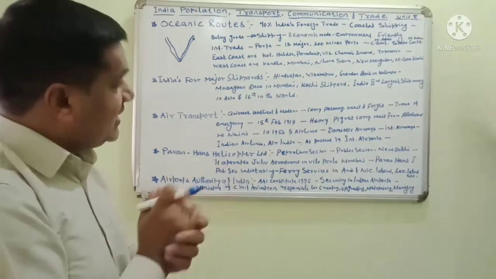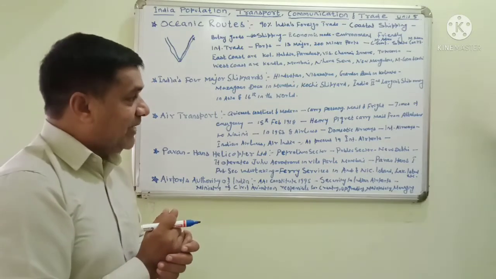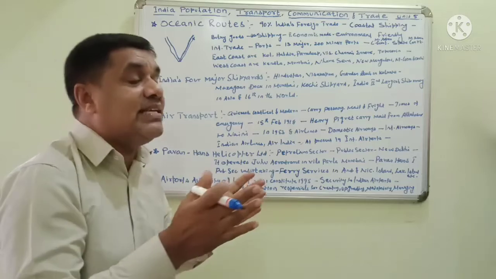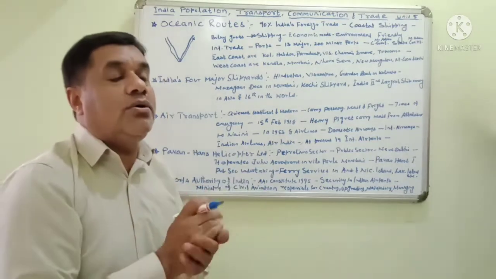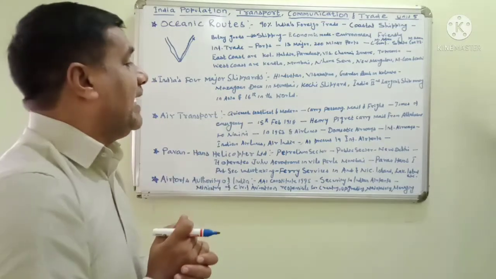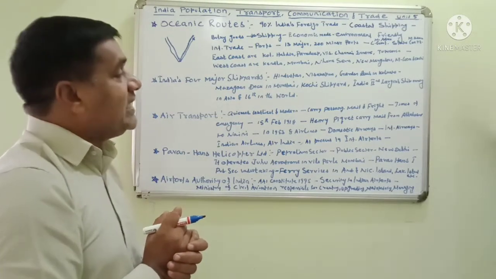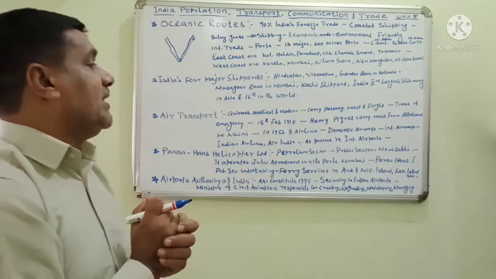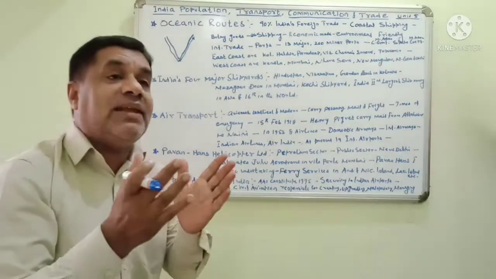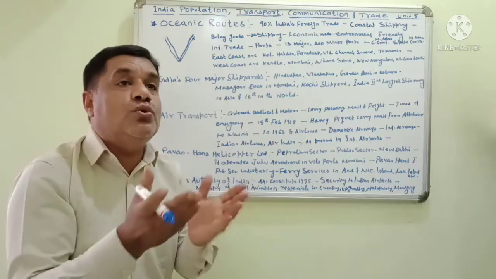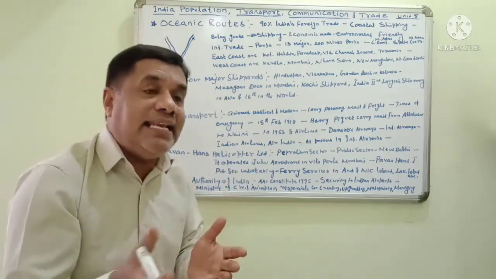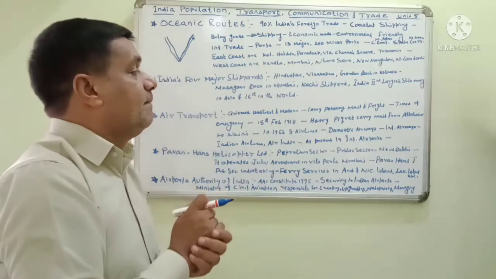It is one of the fastest means of airways, and domestic airways also started. Domestic airways within a country, airplanes were used to go from one place to another. International airways carry passengers, goods, freight and mail from one country to another.